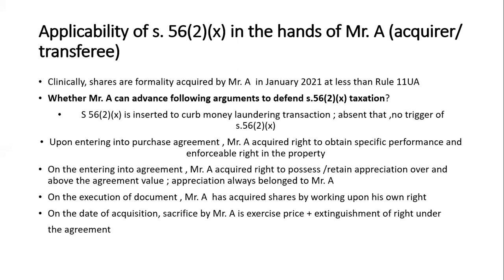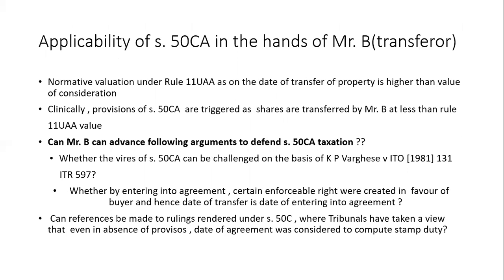On the execution, Mr. A acquired the share by exercising his right. On the date of acquisition, Mr. A sacrifices the exercise price plus the execution right. So this is like futures and options on shares. You buy a future option at 150, but on the date on which you bought it, it was 120. The same way, this is the case.